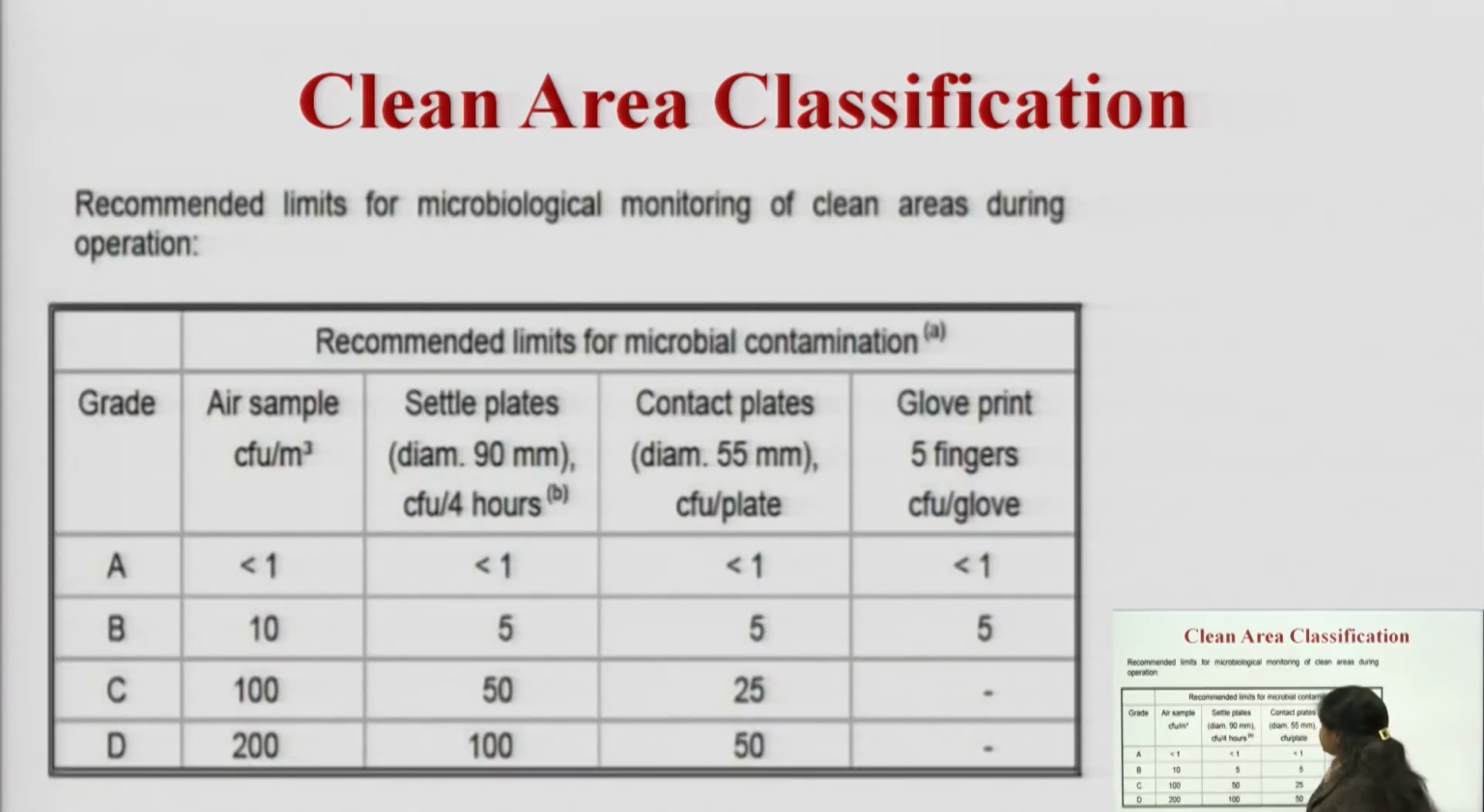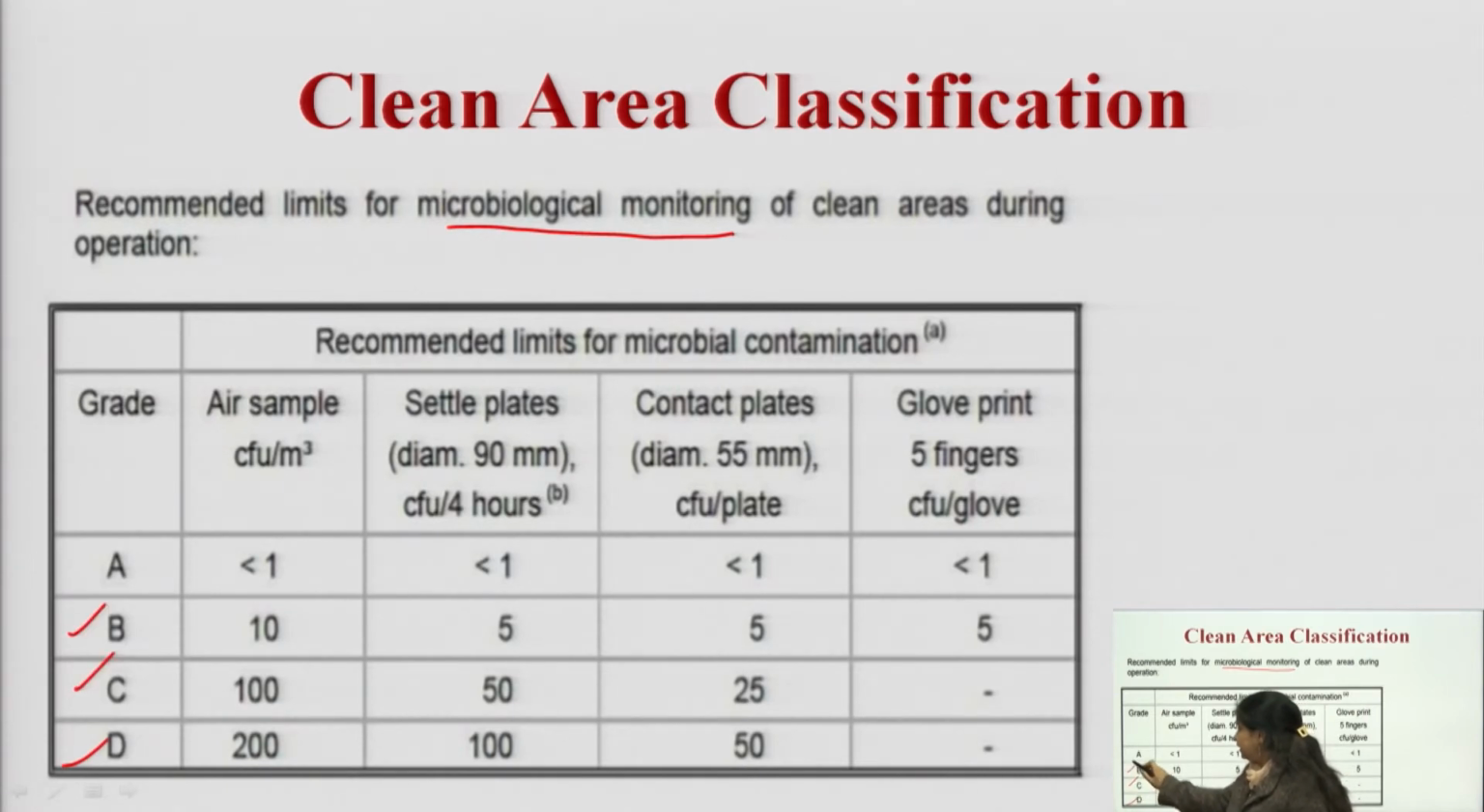After that, this table is actually based on microbiological monitoring. That means it is based on microbes. How many microbes are allowed within a grade D area, a grade C area, a grade B area or a grade A area? If you see, these are the main specifications, the limits that are there. Suppose we are talking about grade D. In grade D, we can have only 200 CFU.